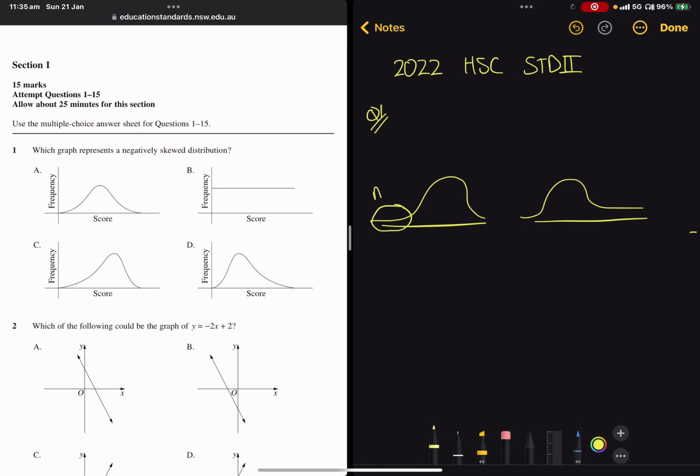So this tail is going towards negative values, and this means this is a negative skew. This tail is going towards positive values. This means this is a positive skew. Or this would be larger values. The tail covers larger values than the rest of the distribution. And for question 1, this tail covers smaller values than the rest of the distribution. And so this means, in fact, the answer is C.